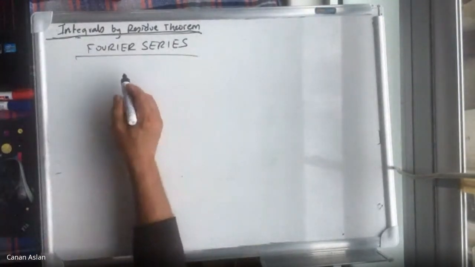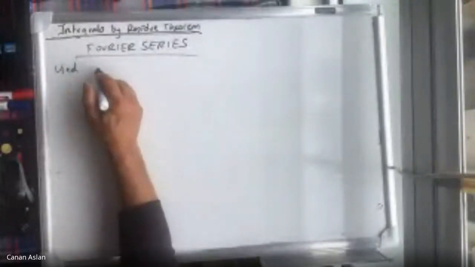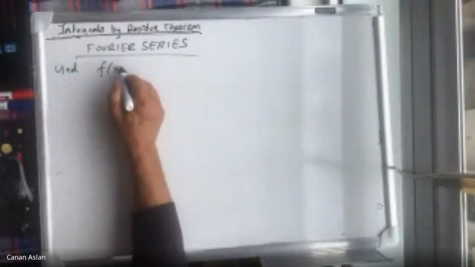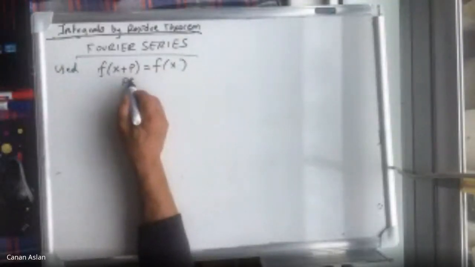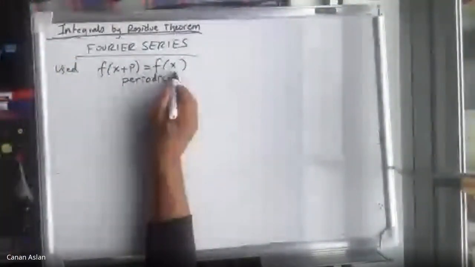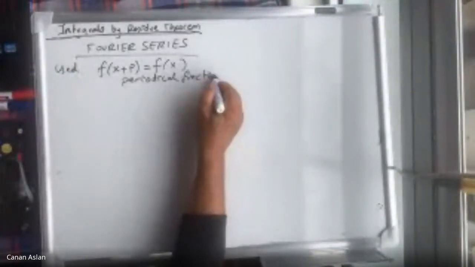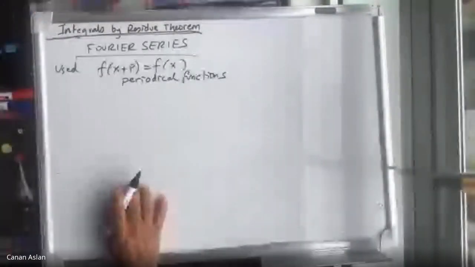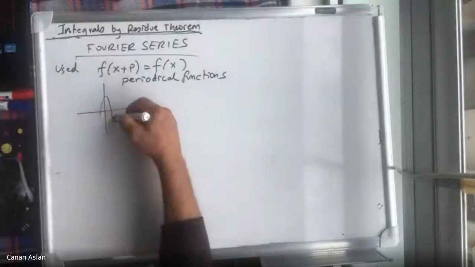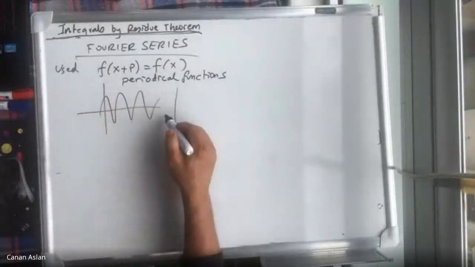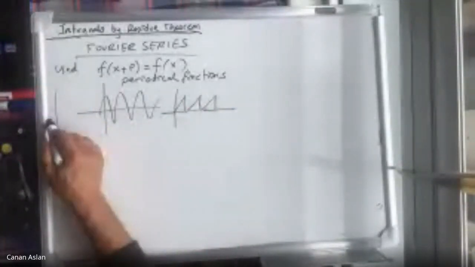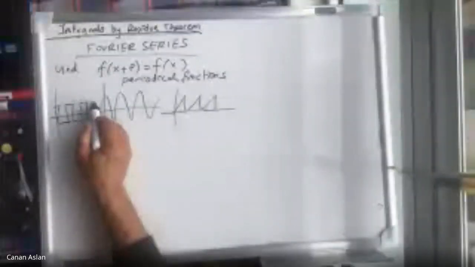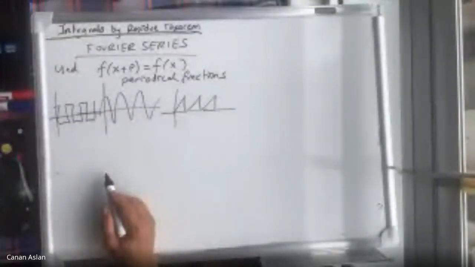Fourier series are written for functions which have this kind of property: f of x plus period is equal to f of x. This means periodic functions, and for periodic functions we can use Fourier series. So what kind of functions are they? Sinusoidal functions, or also a square wave like this. These are all periodic functions.